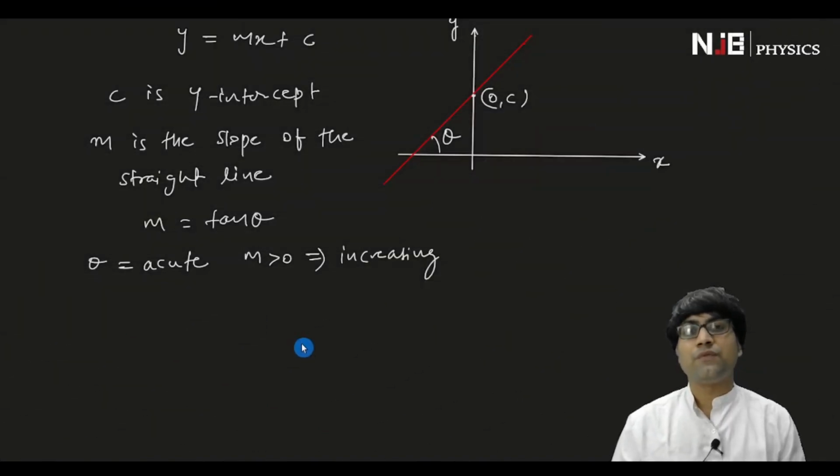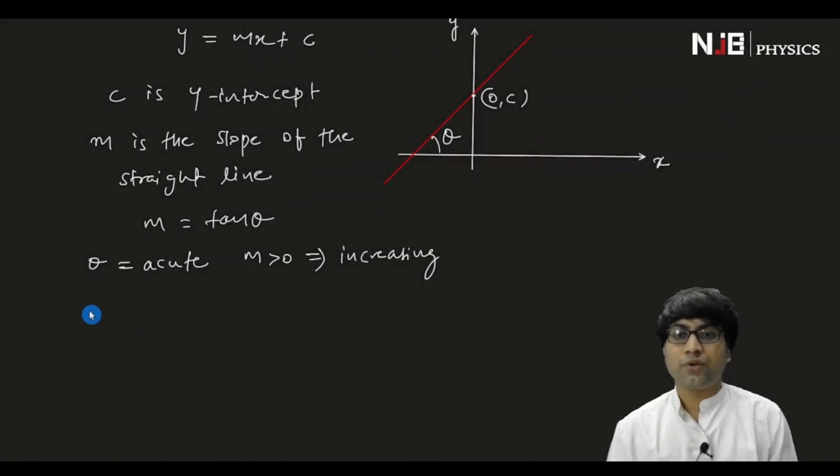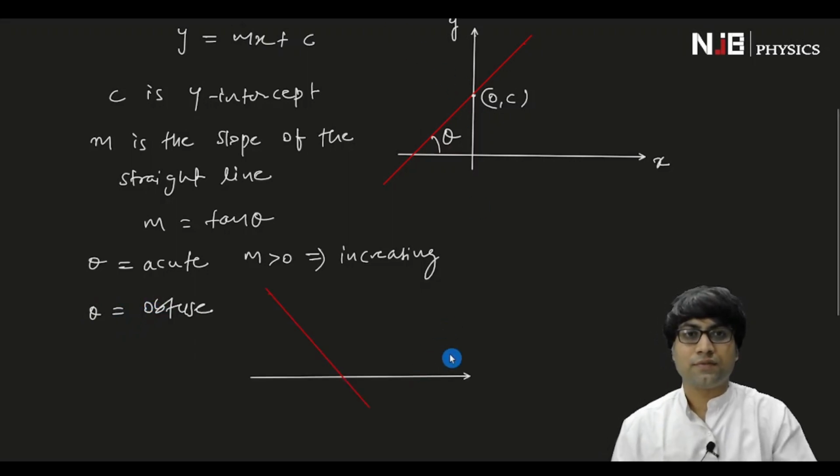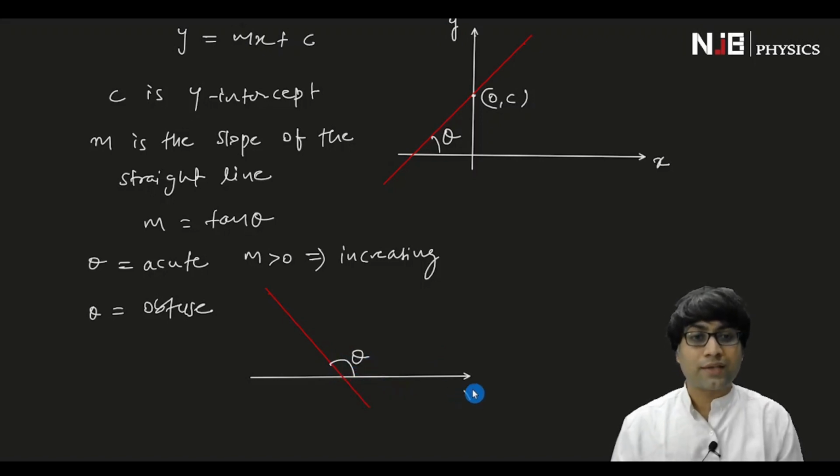Well, now what will happen if this theta is obtuse? Let's try to have a look at that situation. This is the x-axis and this is the straight line, and you can see that this straight line is making an obtuse angle with a positive x-axis. Now what will be the slope in this case? Well, whenever theta is in between 90 to 180 degree, if it is obtuse, then tangent of any obtuse angle comes out to be negative.